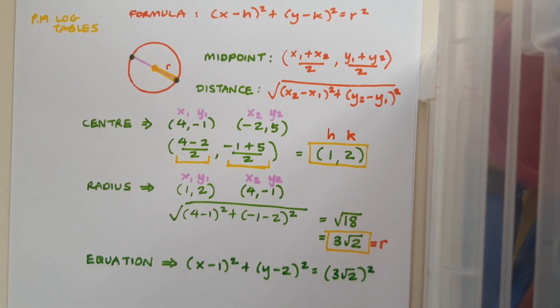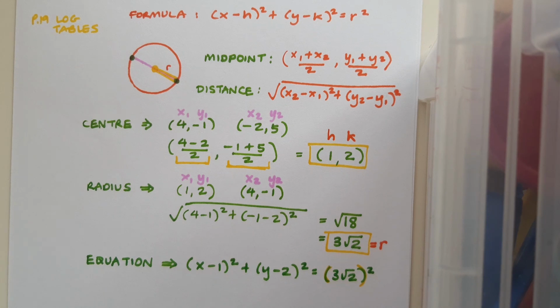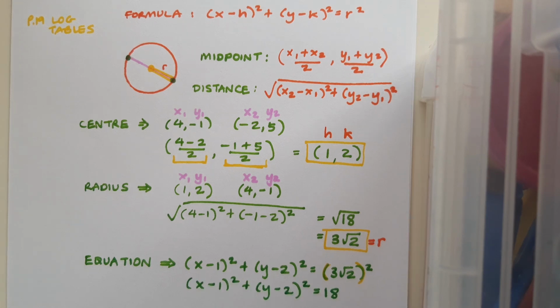Type it in exactly as you see it. Do make sure to put the brackets in around the number, so in bracket before the 3 and after the root 2. If you don't put the brackets in, the calculator is going to misinterpret your calculation. And your final equation in this question is (x - 1)² + (y - 2)² = 18.